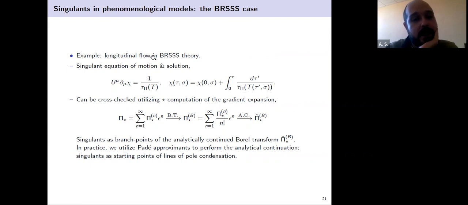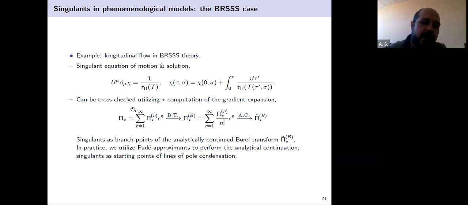in BRSSS theory. You can demonstrate that for any longitudinal flow in BRSSS theory, the singulant is going to obey this equation of motion. The derivative of the singulant along a particular fluid flow line is going to be governed by the inverse of the relaxation time evaluated at the local temperature at the space-time point you are considering. And this equation of motion can be cross-checked utilizing the explicit computation of the gradient expansion that we have performed. I'm sorry, this is a typo.